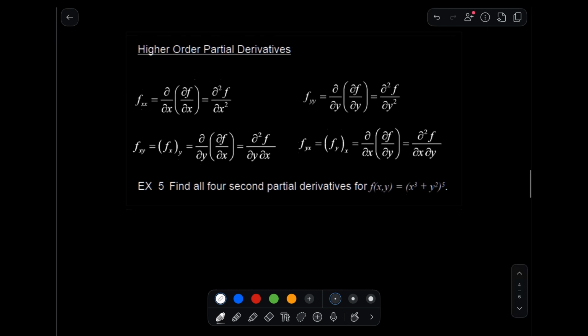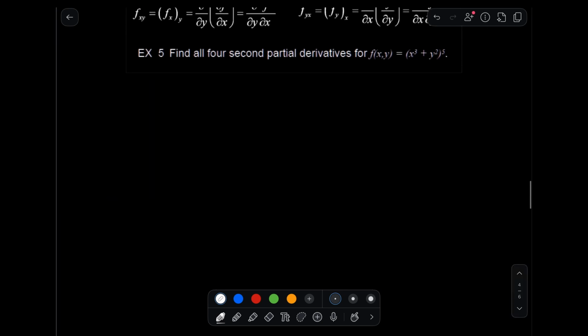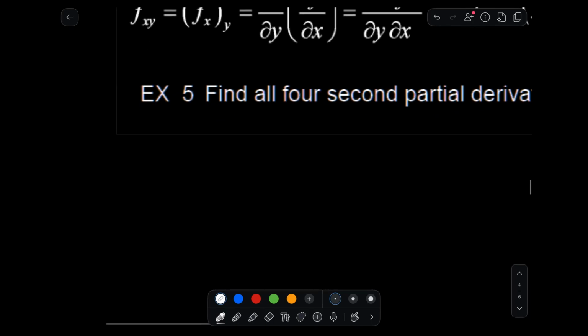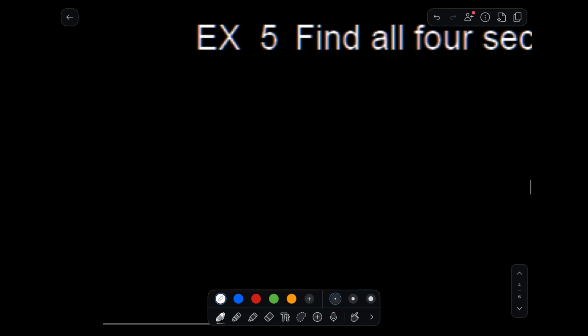And this problem right here would actually show this. Find all 4 second partial derivatives for f of (x, y) equal to (x cubed plus y squared), all raised to the 5th. If you want to try this on your own, feel free to pause the video. Let's get right into it. Okay, I'm going to get my f sub x and my f sub y first. That's what I usually like to do with these types of problems.